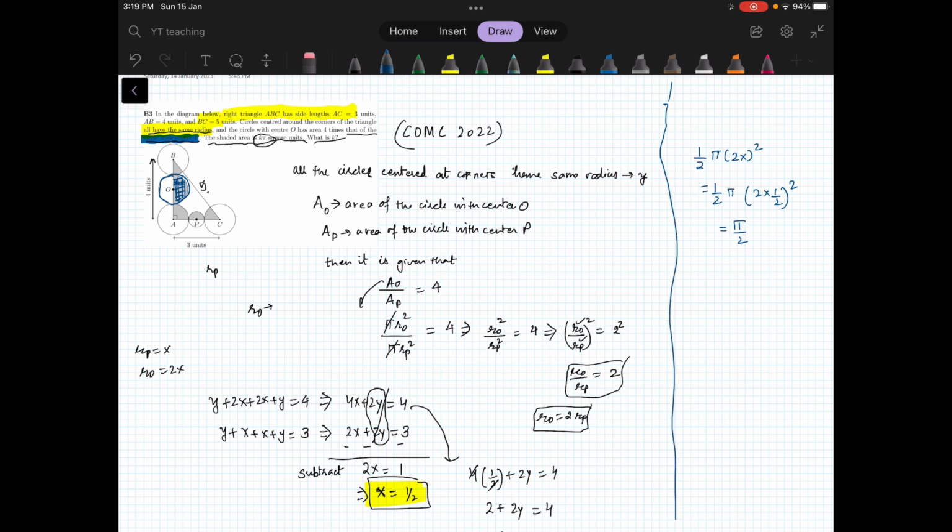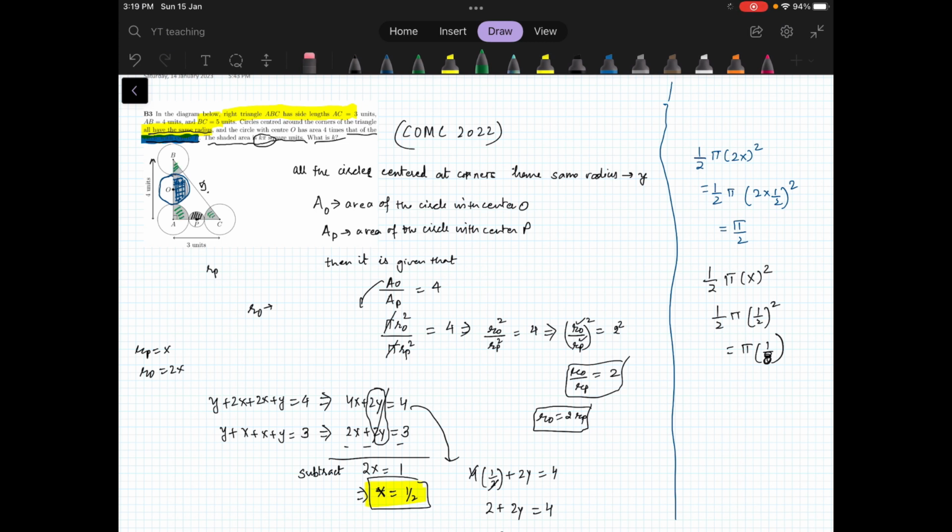Okay. And then if you look at this black here, what is it? It is half of the circle whose radius is x. So that is 1 by 2 pi 1 by 2 square. So that is pi by 8. Okay, so this I found out. Now let us look at this green portion.